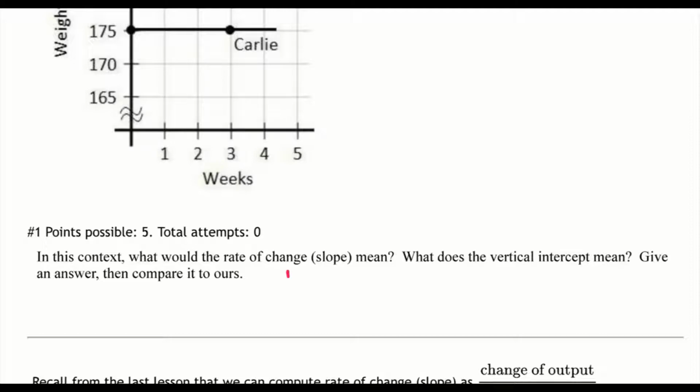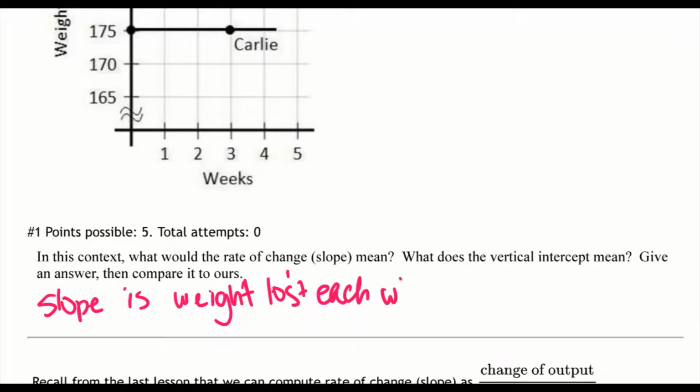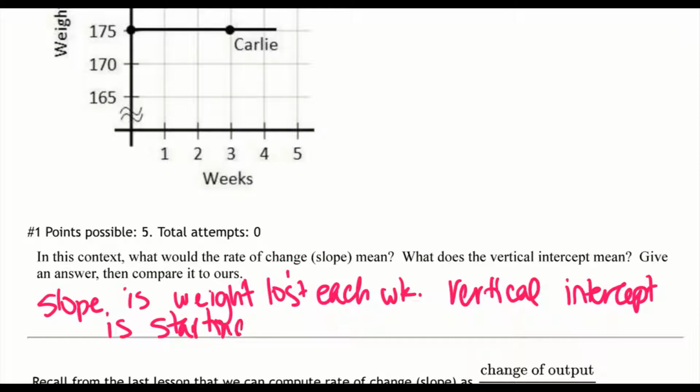So the slope is actually the change, the weight loss over weeks, and the vertical intercept is going to be where their starting weight is. Right, so the vertical intercept would be the line that crosses the y.